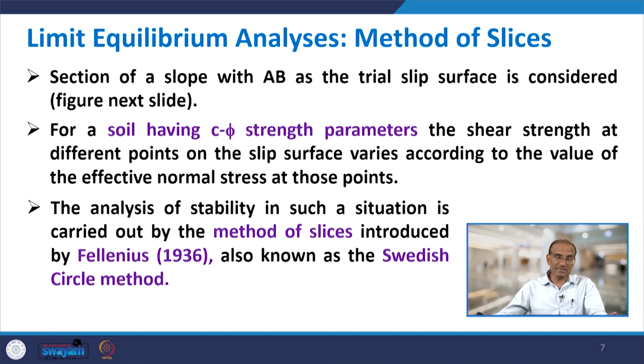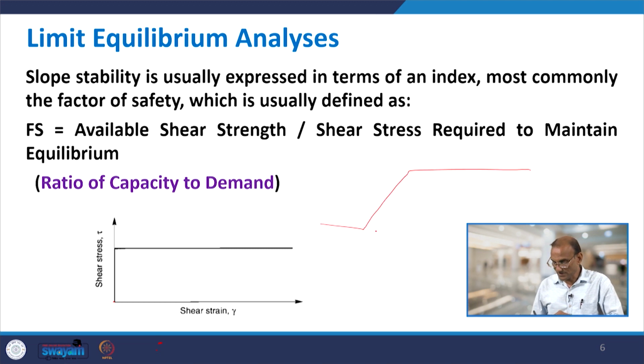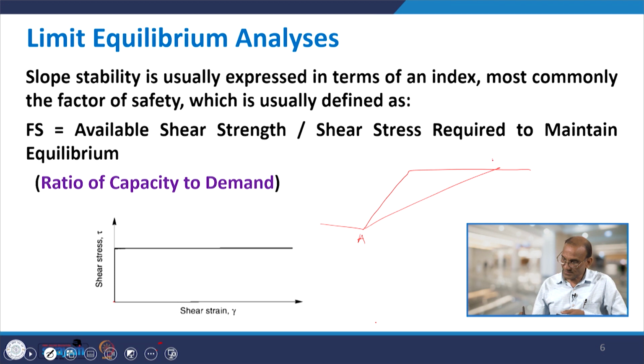Continuing with the method of slices. So far we have considered a triangular section, and then we did the analysis. If you assume that your failure surface is a triangle, then it is easy to deal with. But most of the time, as we discussed, the failure surface may not be a triangle; rather it could be a circular surface. So how to deal with that?